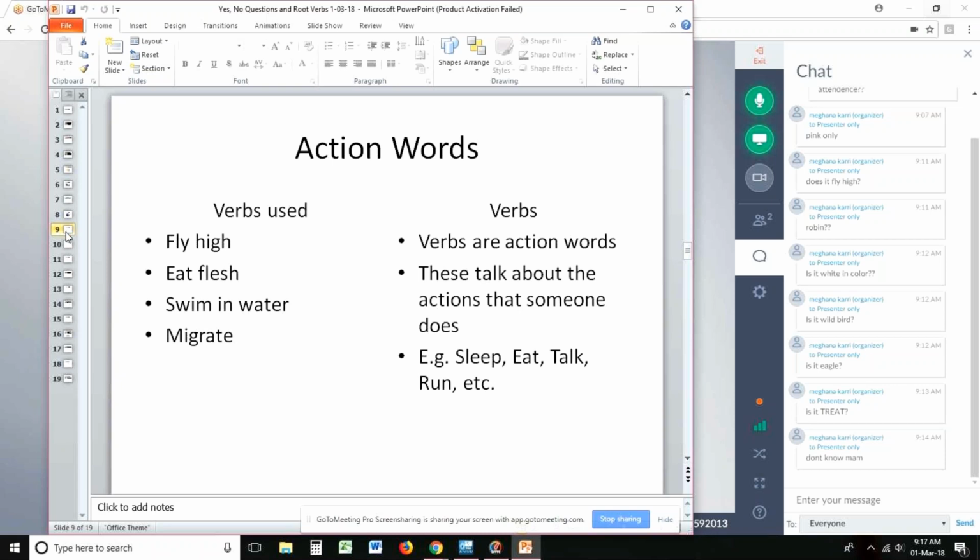The examples eat, sleep, talk, run, etc. are verbs. All right. So these are action words. Can you type in some more action words in the chat box? Different types of action words. Things that you have already done since the time you got up till now.